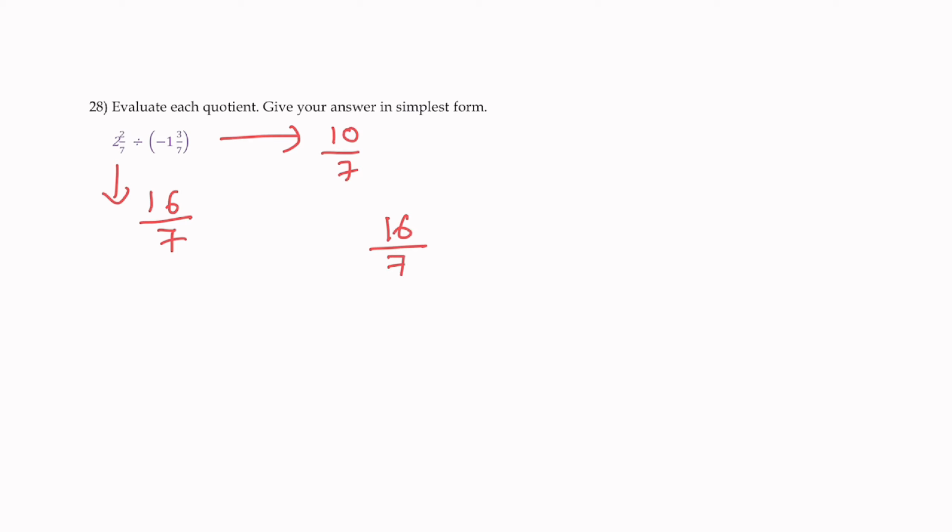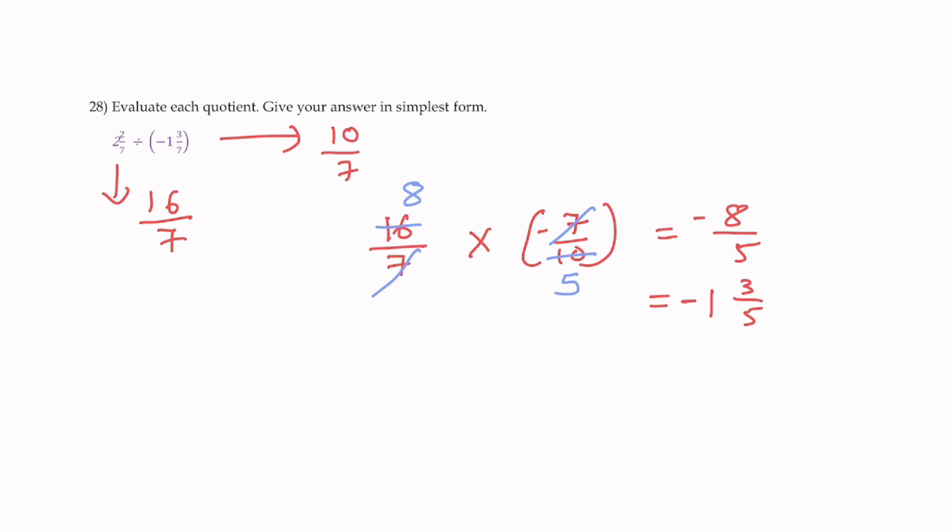16 over 7, the first fraction. Then multiplication, inverting the second fraction over here. 7, 7 out. Now 16 and 10 has 2 in common. This becomes 2 times 8 and this becomes 2 times 5. So the answer is 8 over 5 with a negative sign over here, which is minus 1, 3 over 5, right? 1 times 5 is 5. 5 plus 3 gives us 8, which is the numerator.